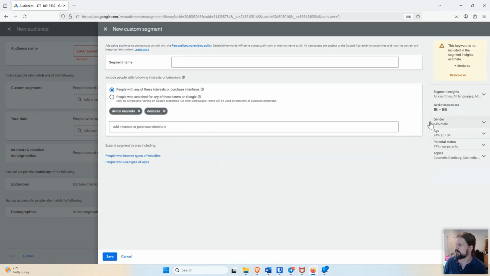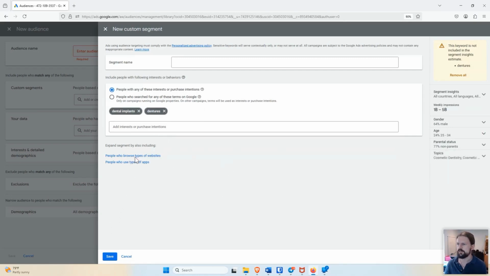And by the way, it also shows you how many people and what's the general age population. So for people that want dental implants or dentures, we get 1 billion to 5 billion weekly impressions. So plenty of people. An impression is just how many times you can show the ad to someone, like how many chances there are to show the ad to someone. 64% male, and I can see the age distribution here, which is actually a little surprising that it skews younger. I wouldn't have guessed that, but it's good to know. 77% non-parents, etc. So that's how to do that.